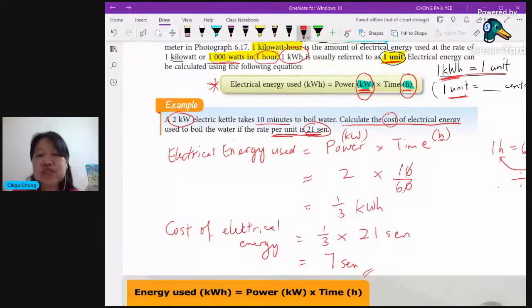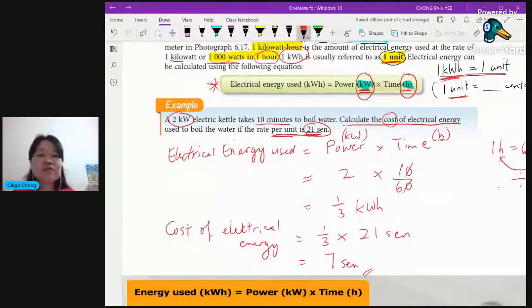Don't forget your aircon. You haven't counted your aircon. You haven't counted your light. You haven't counted your fan. You haven't counted your rice cooker. You haven't counted your refrigerator, which is 24 hours on, okay? And your TV and everything. So 7 cents only for 10 minutes.